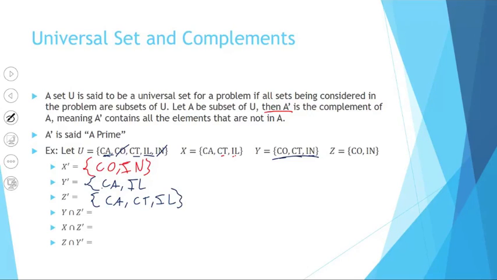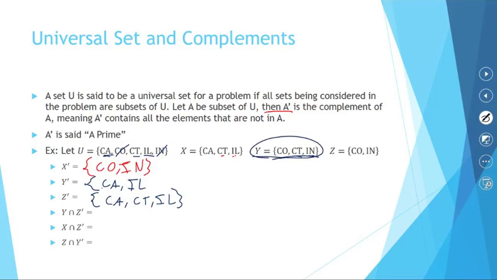All right, and now that we've defined all those sets, finishing the last three here, the intersection of Y and Z prime. So Y is this set. Z prime is the one we just wrote. The intersection is all the elements they have in common. So Y, CO, oh, they both have CT. So this would be CT. They don't have anything else in common.